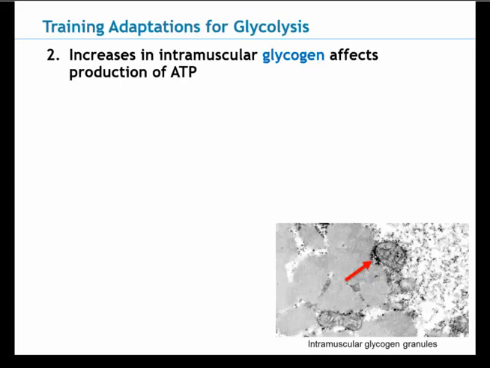So next is increase in intermuscular glycogen stores. Our body has an improved ability to store more intermuscular glycogen. This will result in less depletion and the ability to generate more ATP for energy. Both glycolytic and aerobic production is affected with increased glycogen stores.